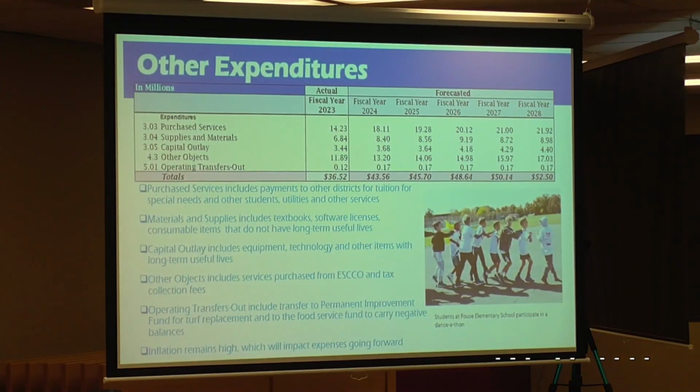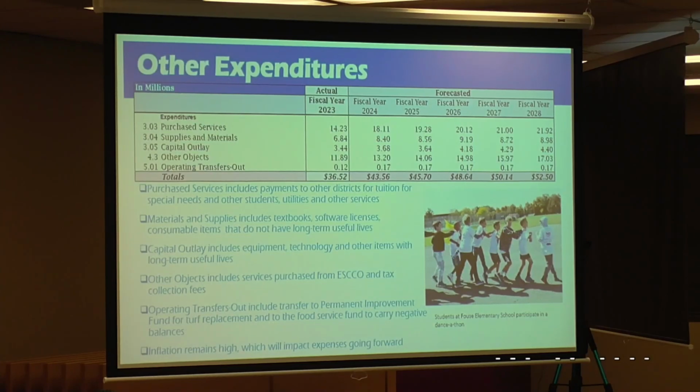Other expenses, so purchase services is our largest other expenditure line, and includes payments to other districts for tuition for special needs and other students, utilities and other services. Materials and supplies includes textbooks, software licenses, consumable items that do not have long-term useful lives. Capital outlay includes equipment, technology, and other items that do have long-term useful lives. Other objects include services provided from the ESCCO, such as our teaching substitutes and our classroom aides, and any tax collection fees that were charged from the county for property tax collections.